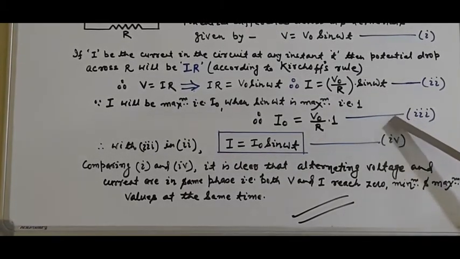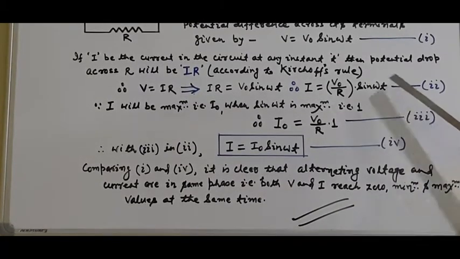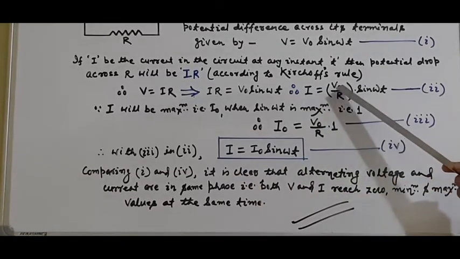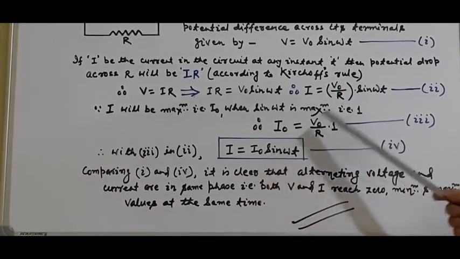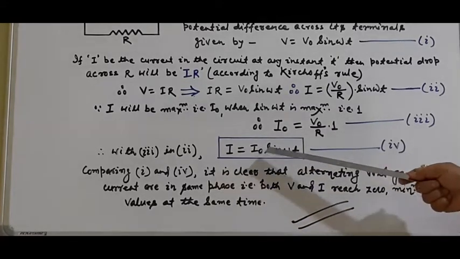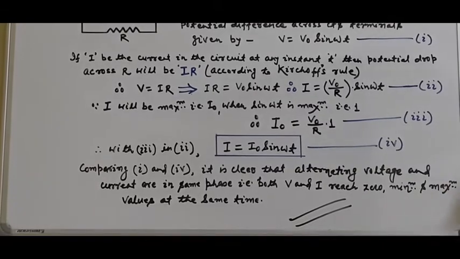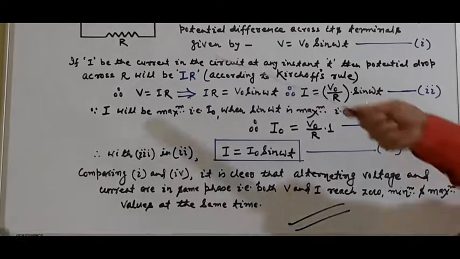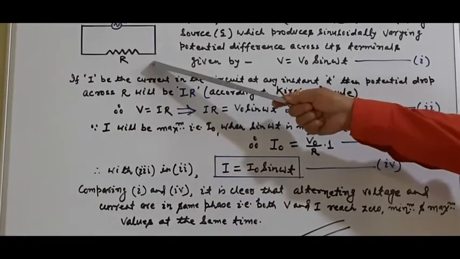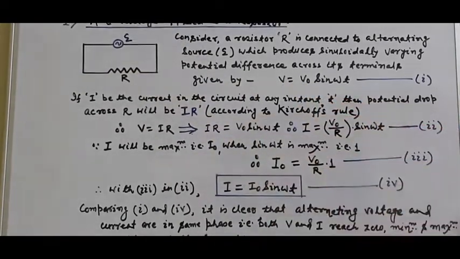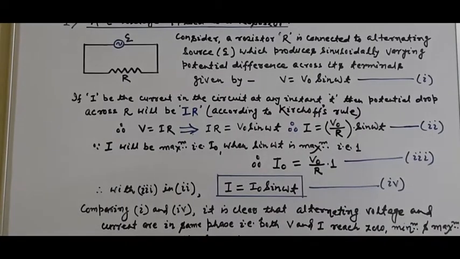Now put this equation 3 in equation number 2, and equation 2 takes the form: in place of V naught by R we can write I naught, and sine omega t. So I is equal to I naught sine omega t. This equation 4 gives the instantaneous value of current flowing through resistor R when it is connected with the alternating source of EMF E.